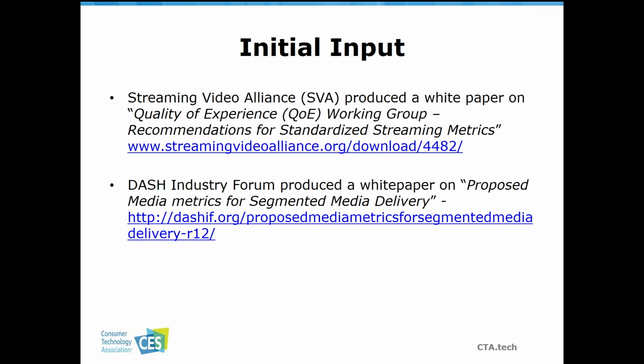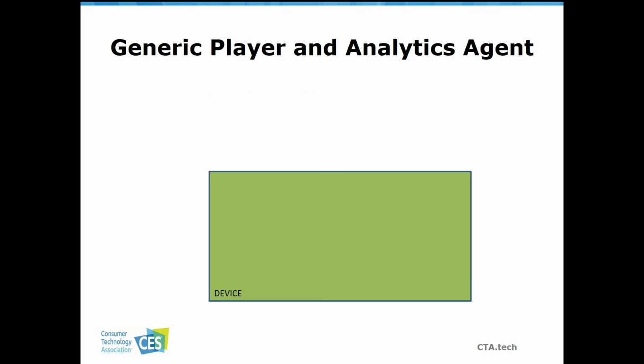Initial input came from two sources. There was a document produced by the Streaming Video Alliance. I think Conviva brought it in there. That was contributed. And on the Dash side, we put a white paper together on how we proposed metrics for Dash players. And we decided that we don't need a silo of metrics for Dash players and another one for HLS. We want one set of metrics for everybody. So we took both of these as input, took it to the CTA, and are making a spec there.